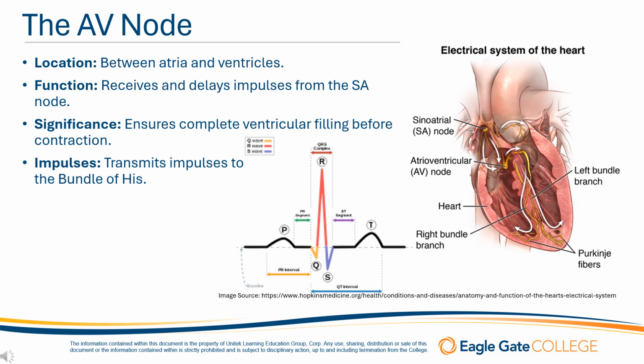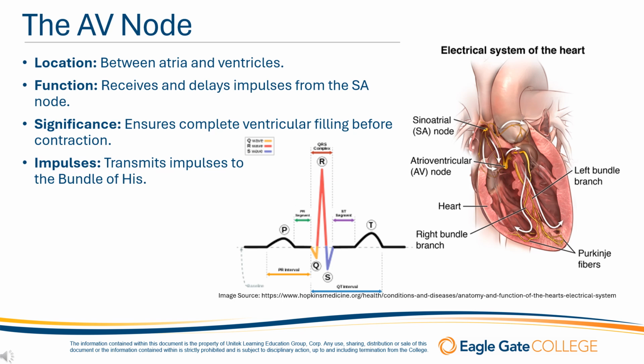The primary function of the AV node is to receive electrical impulses from the SA node and delay them before passing them on to the bundle of His. This delay is crucial. It ensures that the atria have enough time to fully contract, then generates an increased force to push blood into the ventricles. This process is known as atrial kick, and it contributes significantly to ventricular filling.